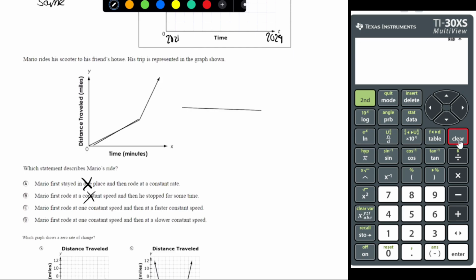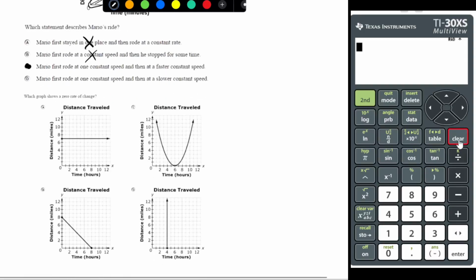And remember, just a couple questions ago, we talked about the steepness of slope. This is more steep than this. That means his rate was significantly higher. This is probably moving at something like 2 miles an hour or 2 miles a minute. Well, this is probably closer to 5 miles a minute. Okay, this is a faster pace. If it is steeper, it is faster.